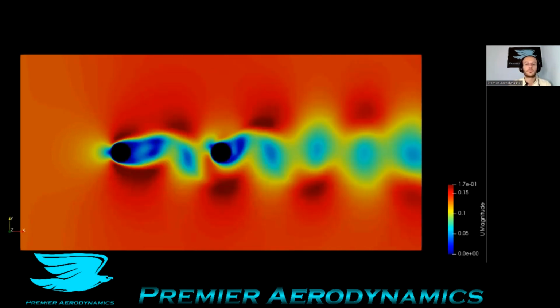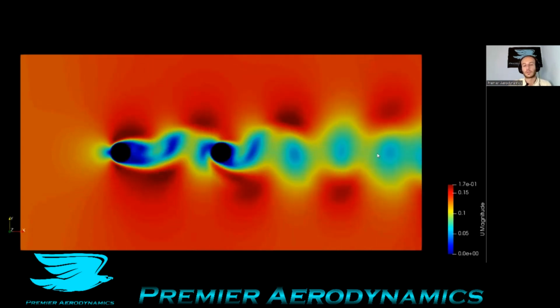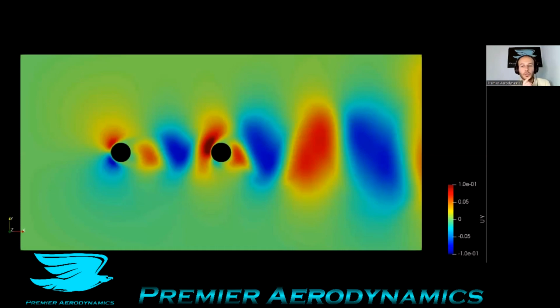So that's pretty cool. And you can see these low velocity regions, which are corresponding to the regular von Karman street we're familiar with. And this video shows the UY velocity. So this is the velocity up and down. Red is up, blue is down.